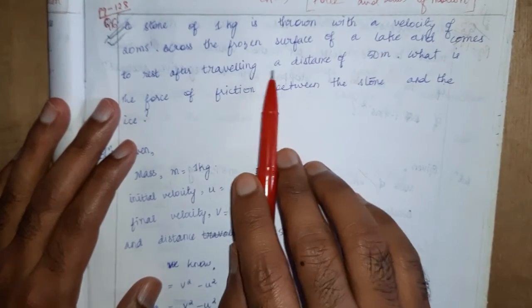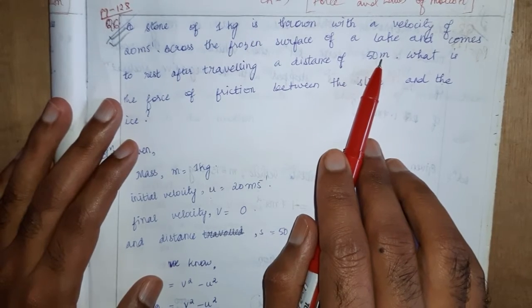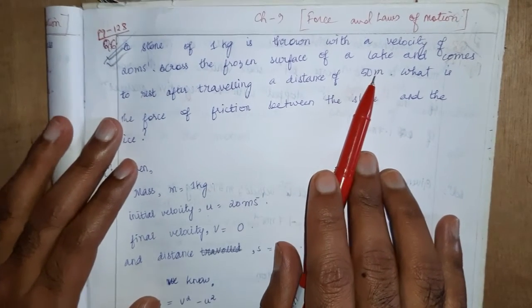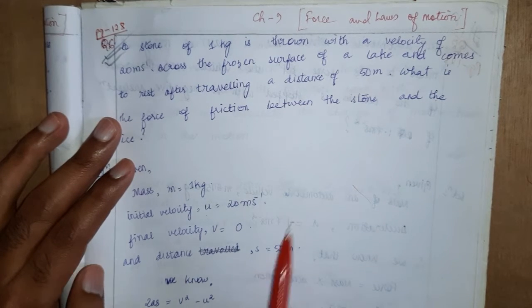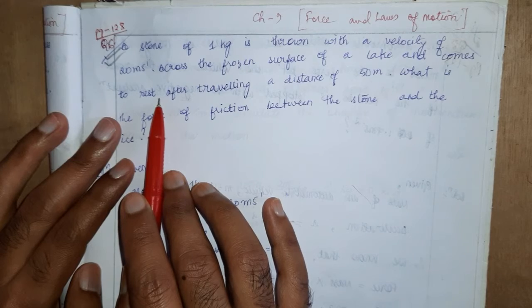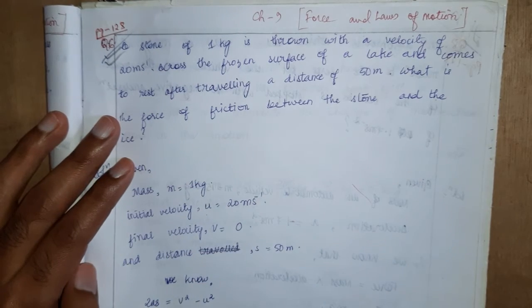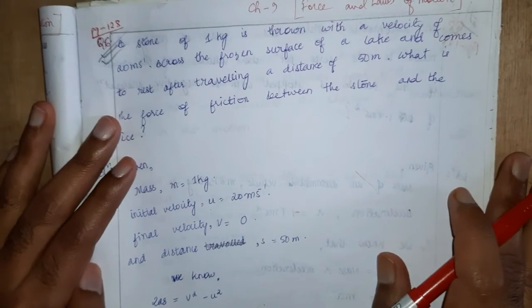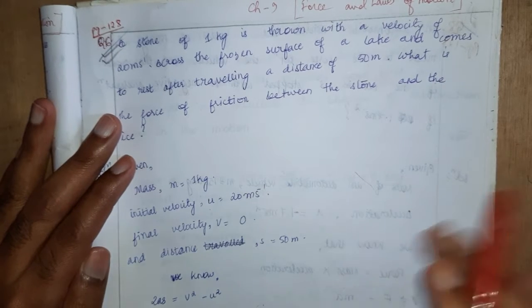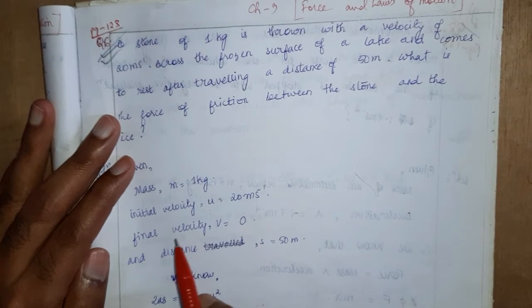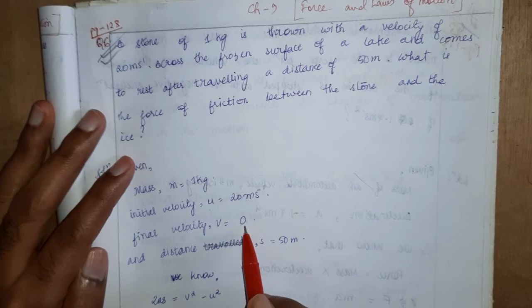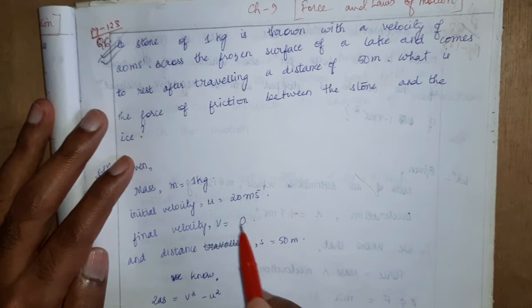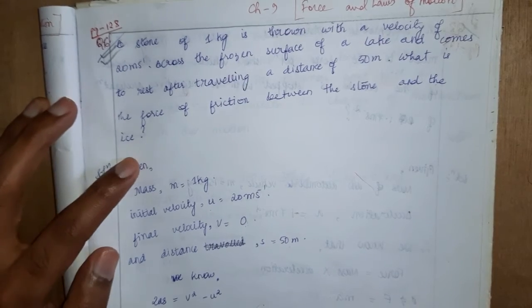The stone comes to rest after traveling a distance of 50 meter. That means how much distance the stone has traveled? 50 meter. So we denote s equal to 50 meter. After traveling 50 meter, the stone comes to rest, that means after it gets stopped, it will have a final velocity, and that is 0. That's why final velocity of the stone is 0 and initial velocity 20 meter per second. So these things are given.